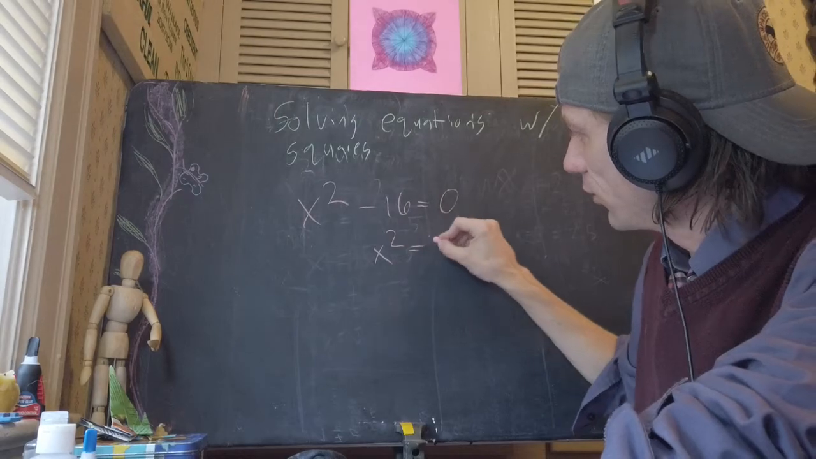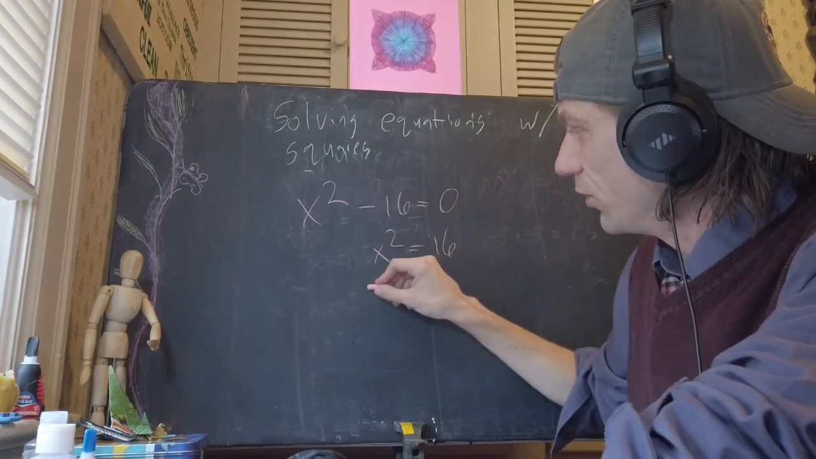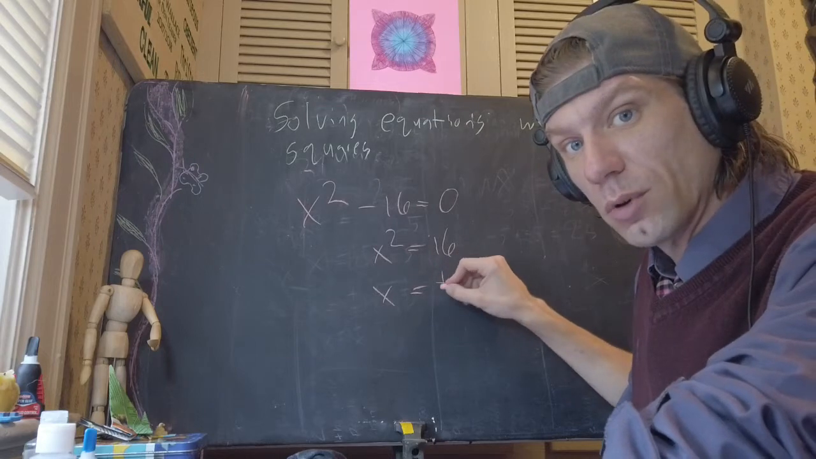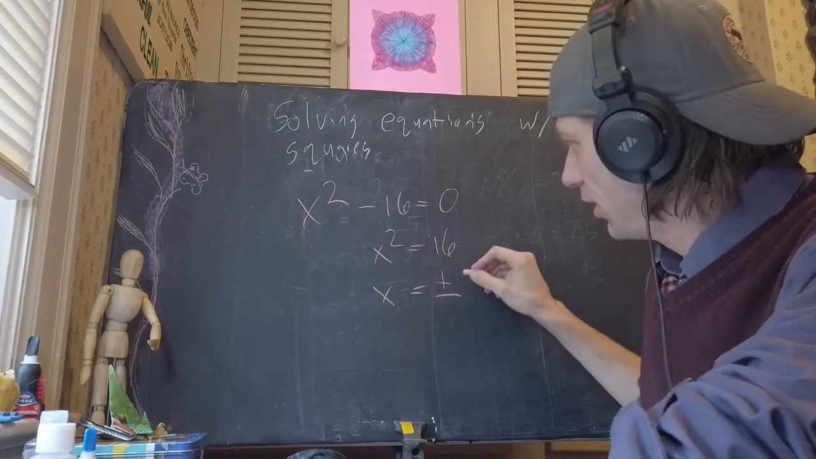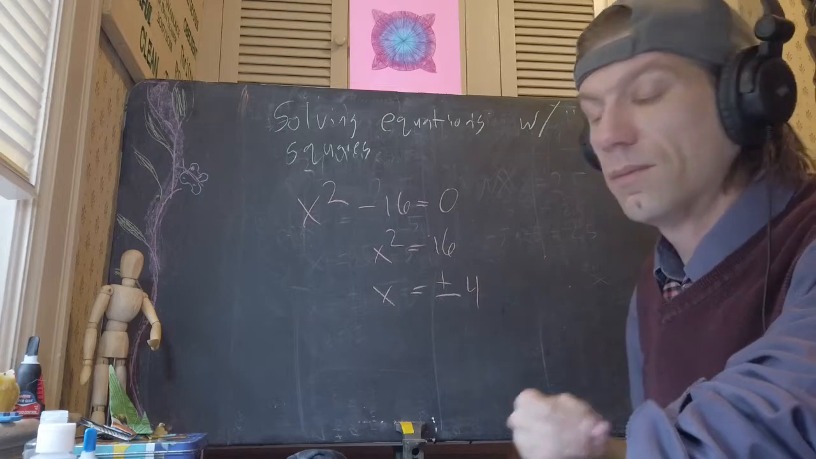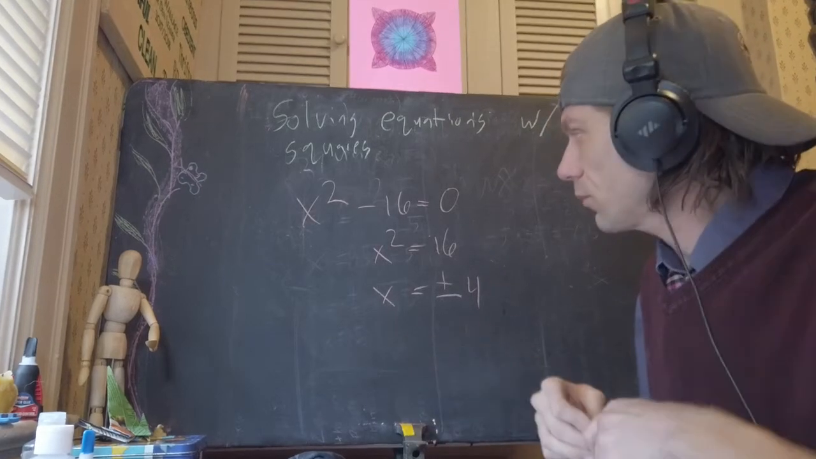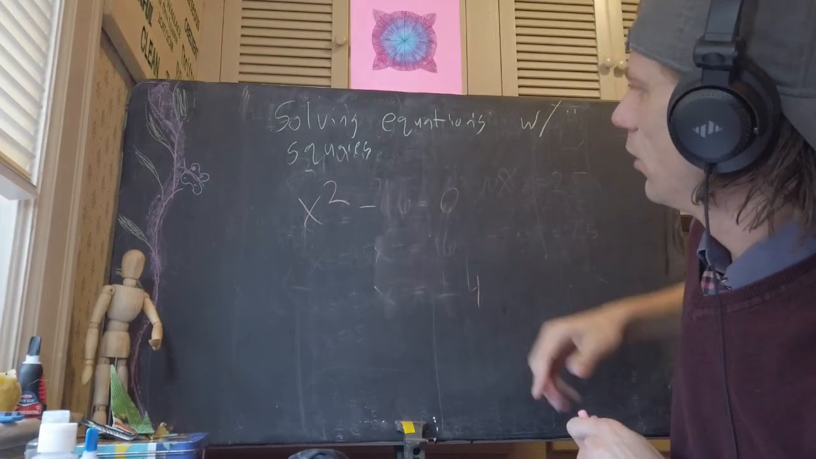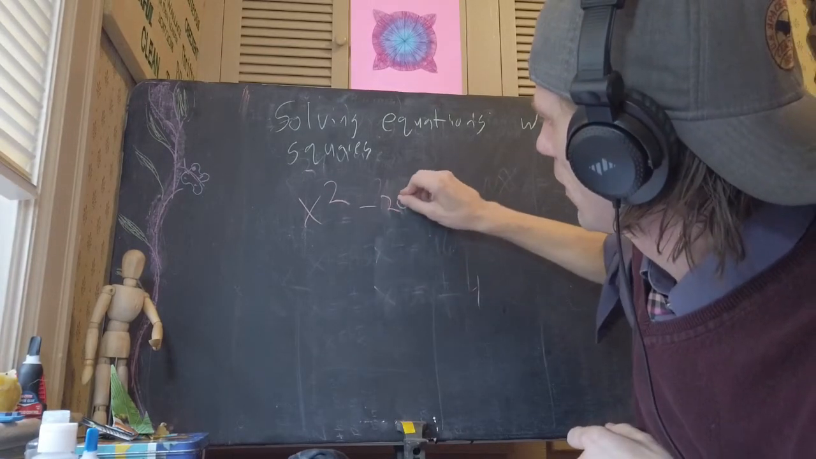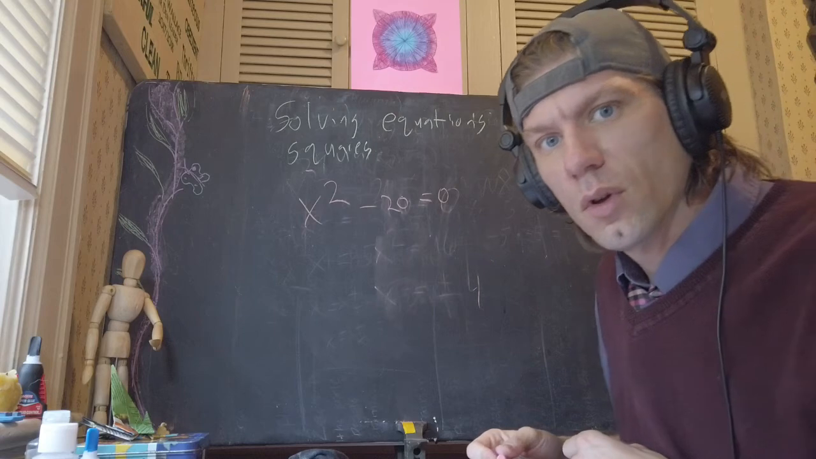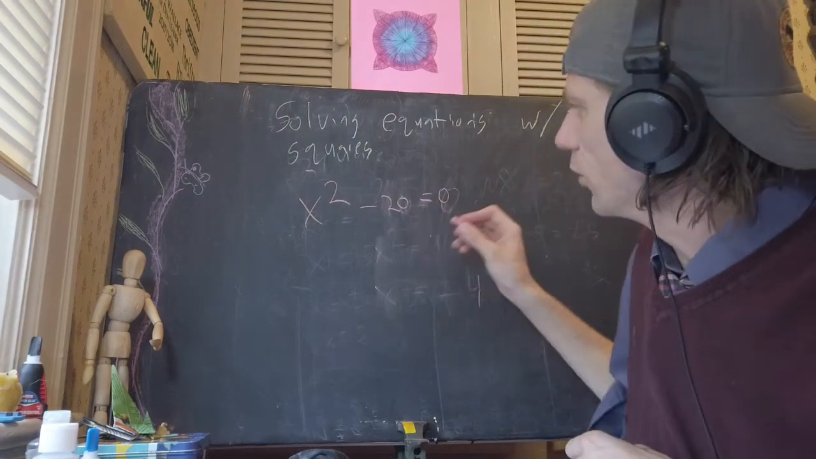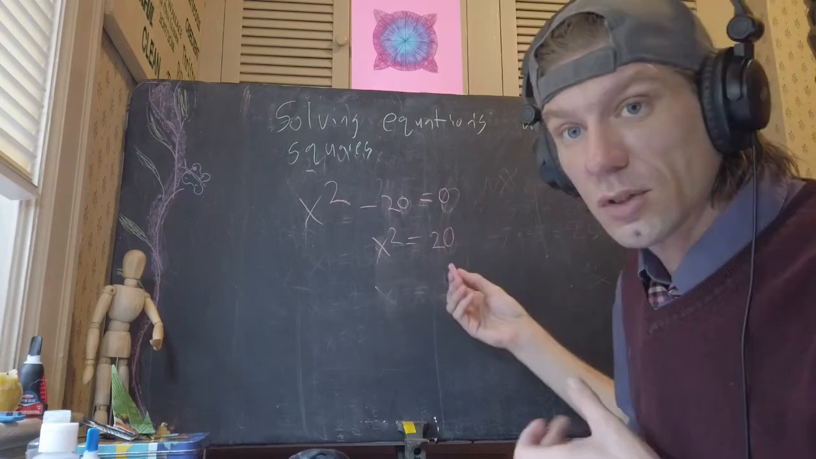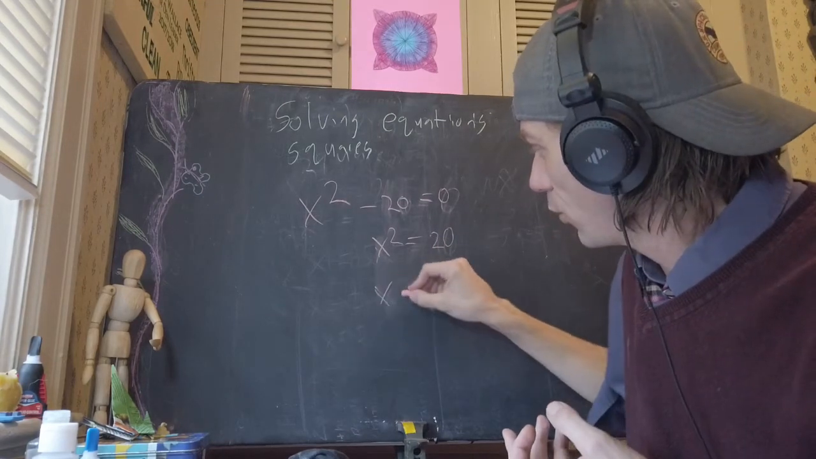So x squared equals 16. We take the square root. Now that undoes this side, but over here, remember we've got to do our plus and minus. The square root of 16 happens to be 4. Boom. Easy. What happens if that 16 turns into a weird number, like 20? We still add the 20. We still take the square root if we're doing it all the way through.